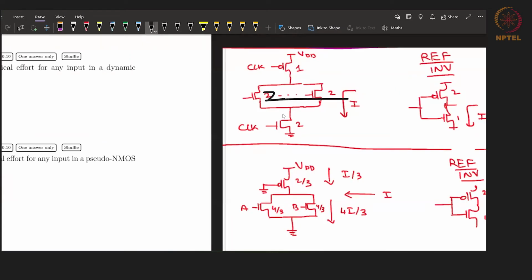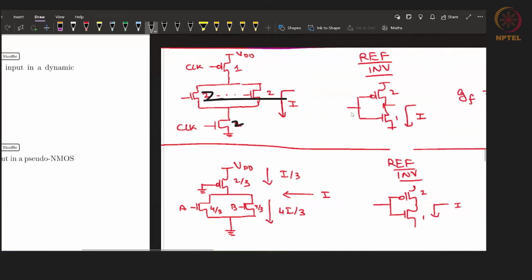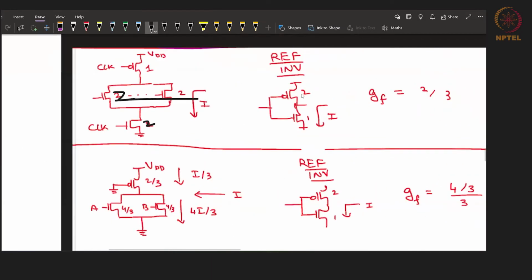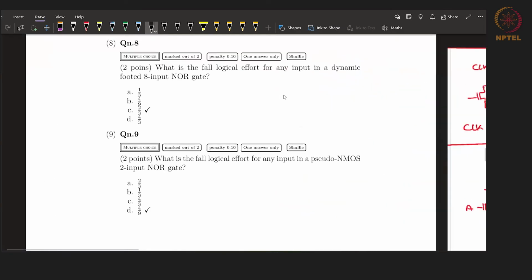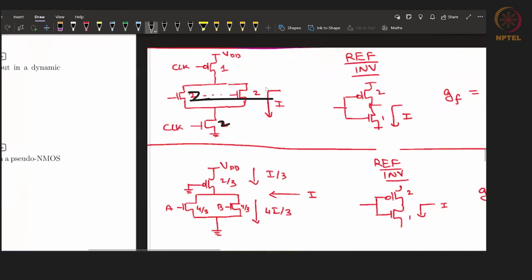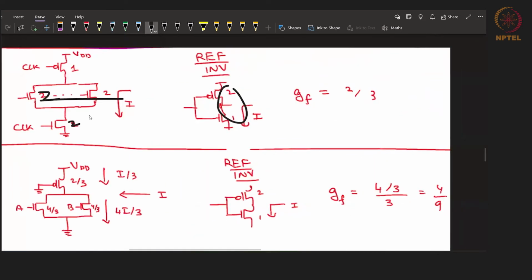You're using 2 here because it's a footed NOR gate, and the reference inverter over here for the fall is the standard reference inverter, which is 2 and 1 sizing. 2 divided by 3 is your fall logical effort.